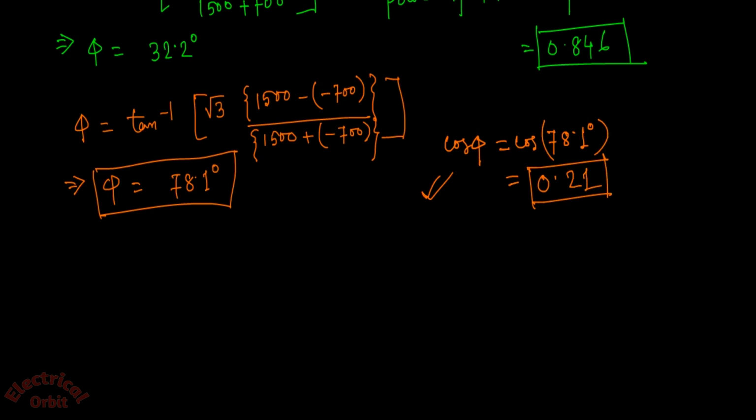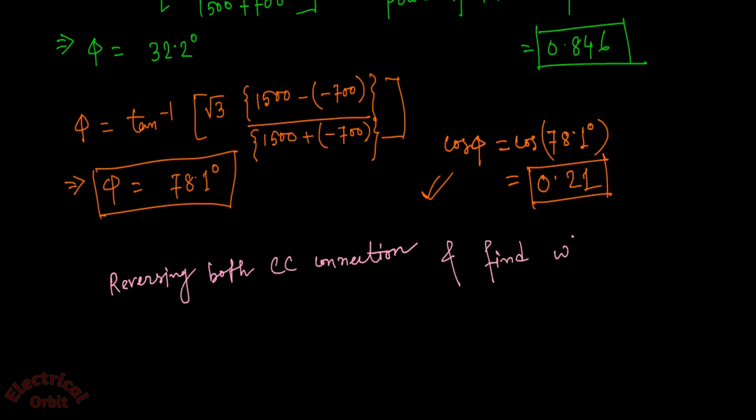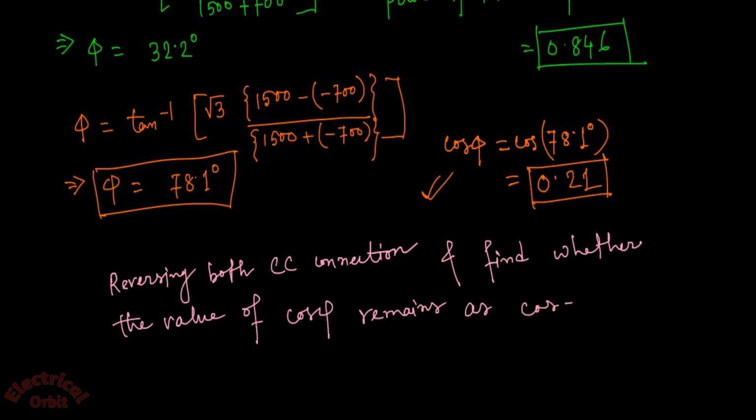Now you calculate reversing both current coil connection and find whether the value of cos phi or power factor remains same as case 1 or changes. You mention this in the comment section below after calculation and see how the reading differs or whether it remains same after alternating the current coil connections.